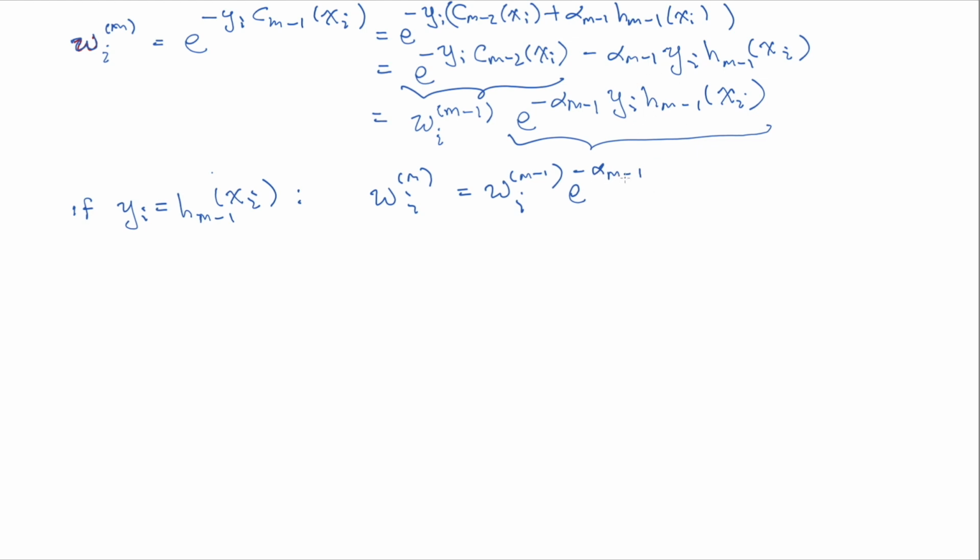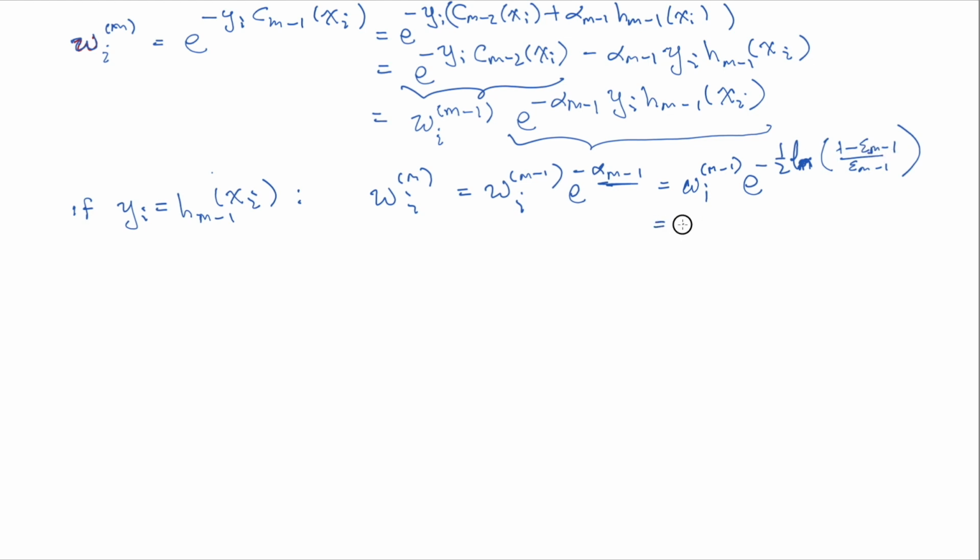And we now know what alpha m minus 1 is, right? We already derived it, so this is w_i^(m-1) times e to the power of negative half log, natural logarithm of (1 minus epsilon m minus 1) over epsilon m minus 1, right? Because this is the alpha m minus 1, so it's a function of epsilon m minus 1.